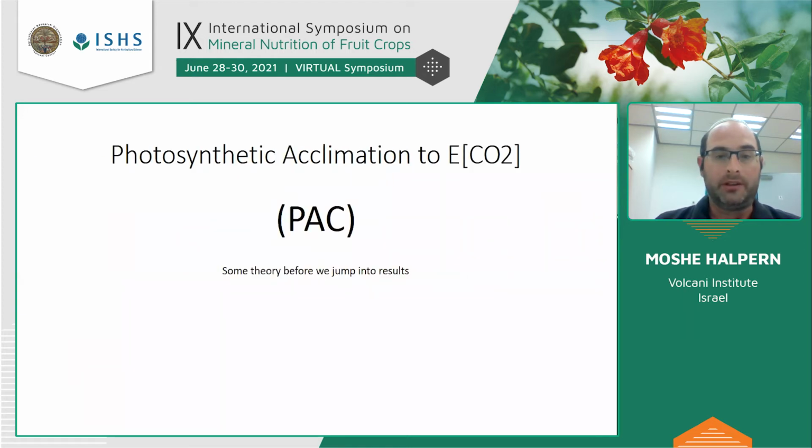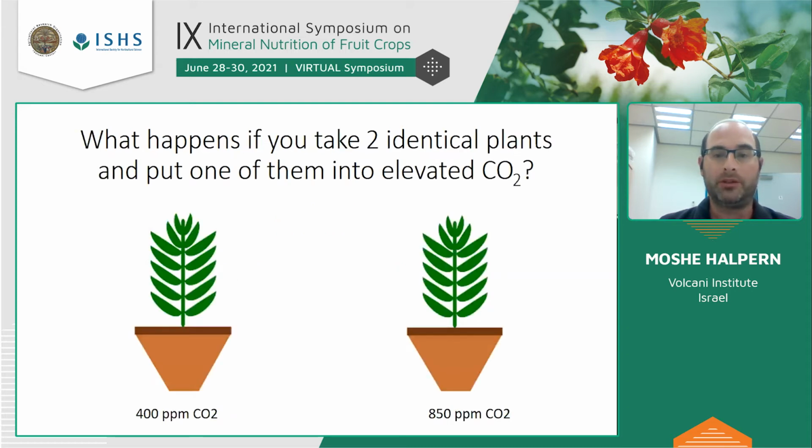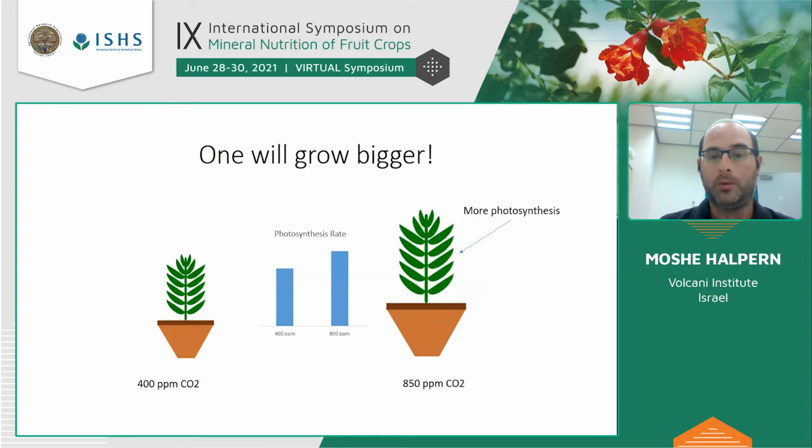Another thing we're going to talk about is photosynthetic acclimation to elevated carbon dioxide. Before we get into it, we're going to do some theory. What happens if you take two identical plants and put one of them in elevated carbon dioxide? As we saw before, one of them grows bigger. Why does it grow bigger? Because there's more photosynthesis. Why is there more photosynthesis? Well, carbon dioxide is the substrate for photosynthesis.